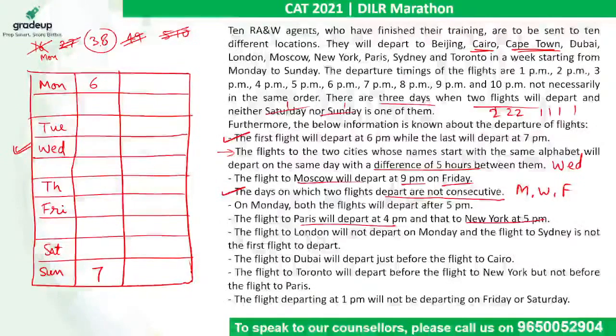So only possible is 3 and 8. ठीक है? 5-10 is not possible because this is going to New York. ठीक है? 2-7 is not possible because it is going on Sunday. 4-9 is not possible because 9 p.m. it is going to Moscow. So I have written the reason also. So only 3-8 is possible. So on Wednesday you will have 3 and 8. ठीक है? 3 and 8 निकल गया.